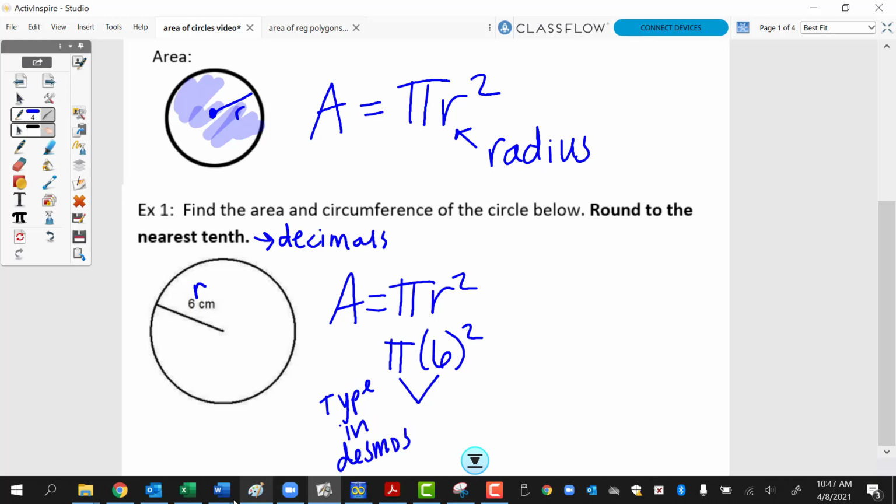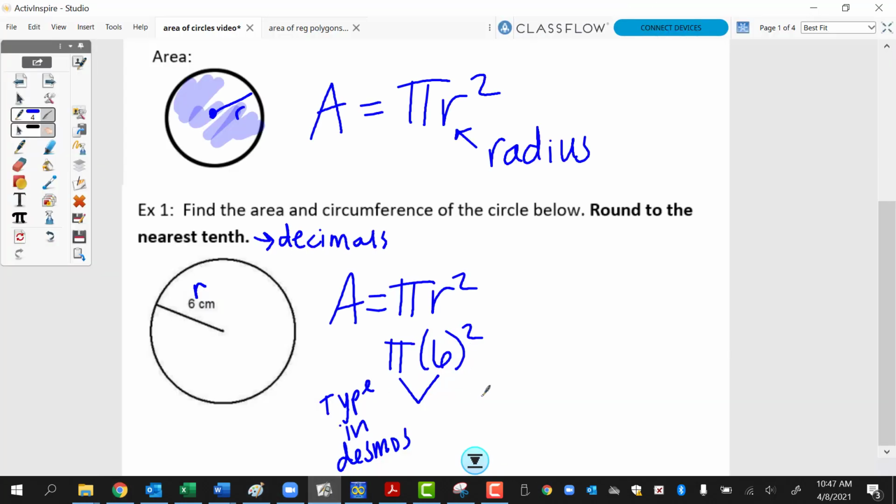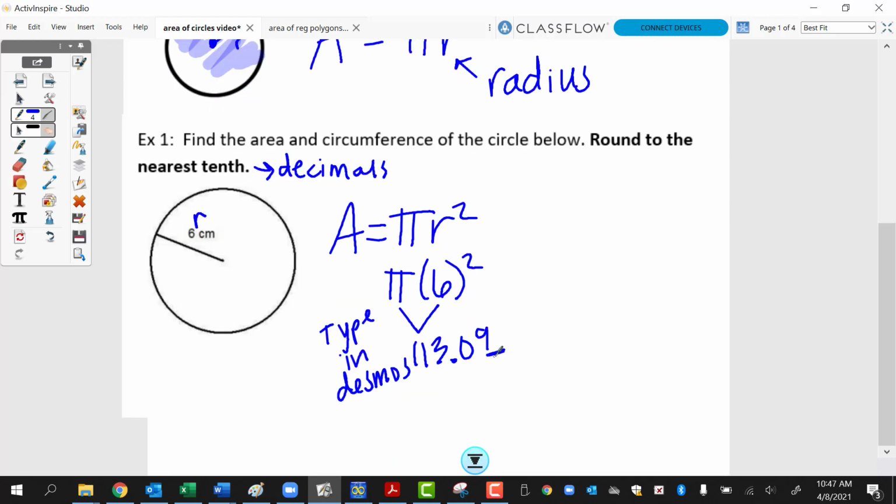Okay, so we're going to Desmos and let's clear. I'm typing it just like it looks. So pi and then parentheses 6 parentheses squared. Bam, 113.09. So we're going to write that down. 113.09. So to the nearest tenth, we look at the 9. Does it make the 0 bigger or keep it the same? It makes it bigger. So our final area is 113.1. The number bigger than 0 is 1. So this is our area.